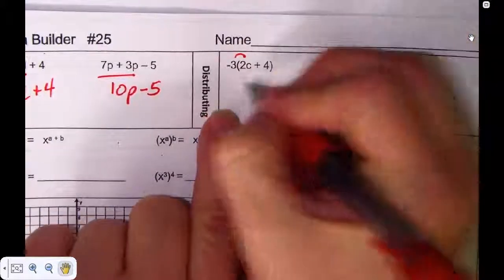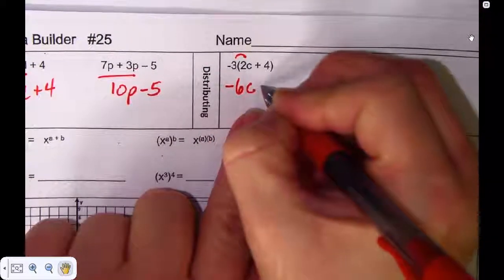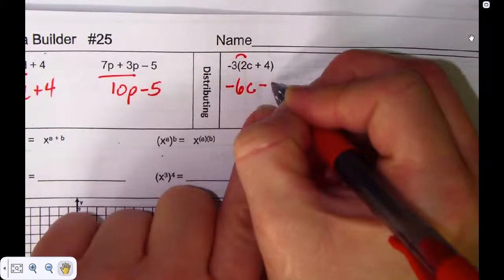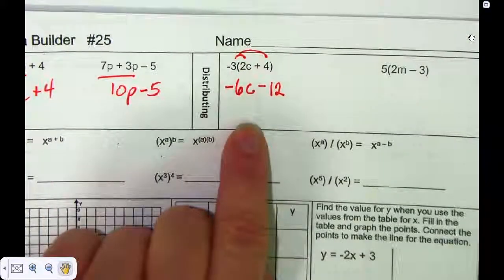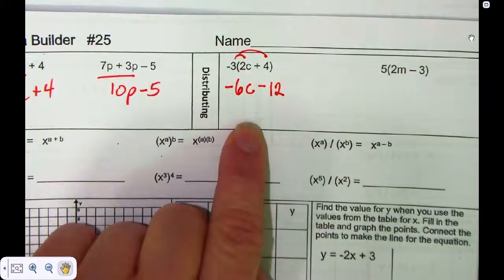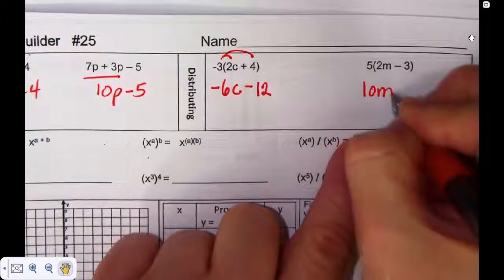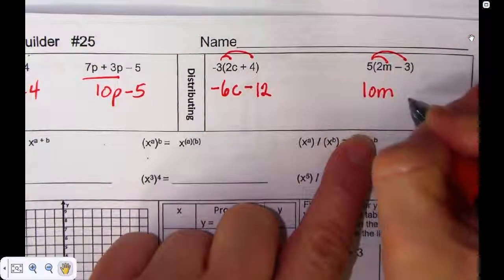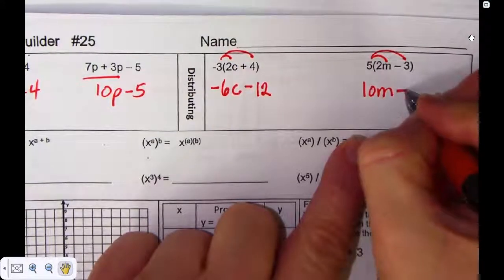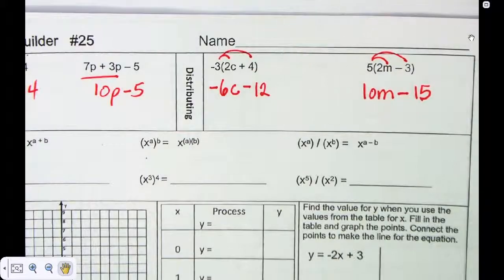That's going to be negative 6c minus 12. You got to multiply negative 3 by both terms in the parentheses. So on the last one, it's going to be 10m minus 15. That's called the distributive property.